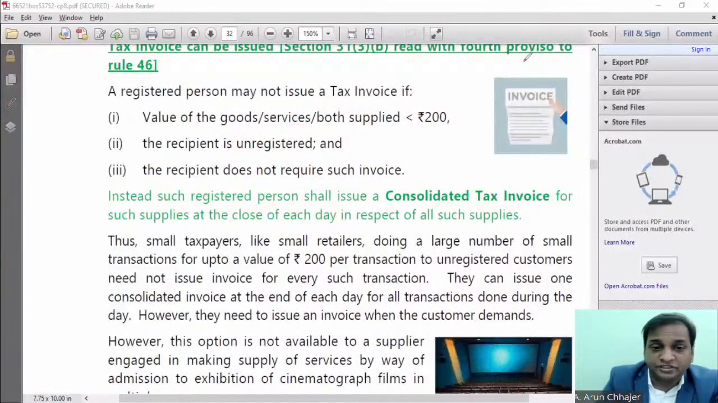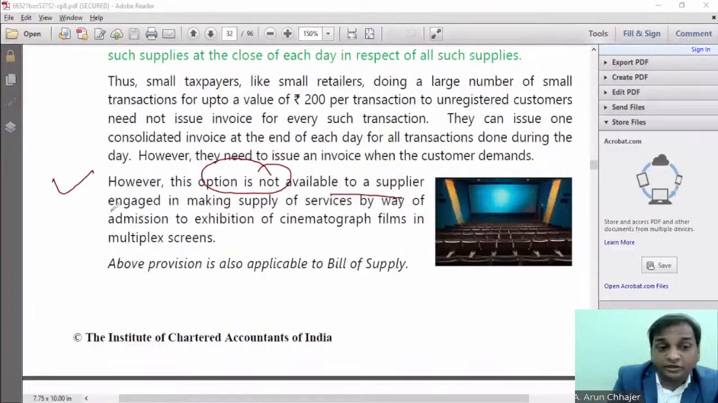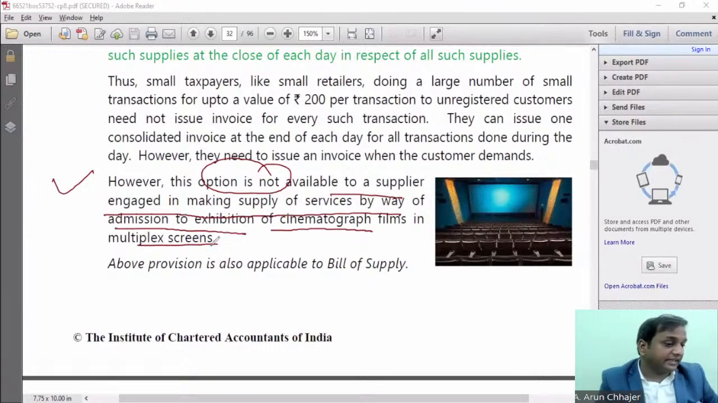What is the exception? The exception is, however, this option is not available to the supplier engaged in making the supply by way of admission to exhibition of cinematographic film in multiplex screen.